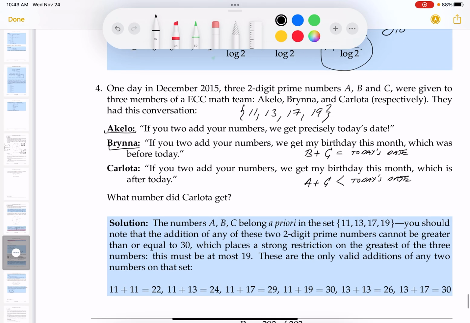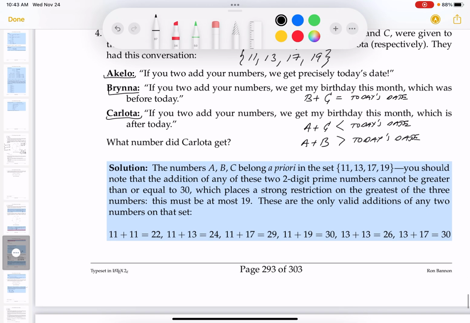Now let's go to this person over here, and she's talking about A and B, right? So when A and B get added together, this gets tough, by the way, a lot to keep track of. If you add your numbers together, we get my birthday this month, which is after today, which means it's greater than today's date. All right, I got a relationship over here. It's a difficult relationship, but I have a relationship.